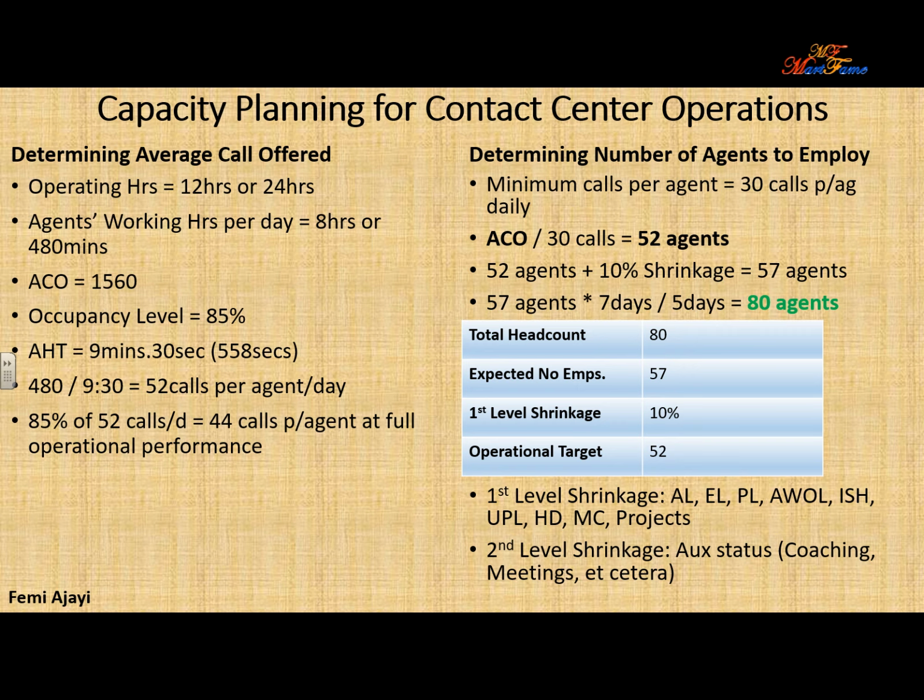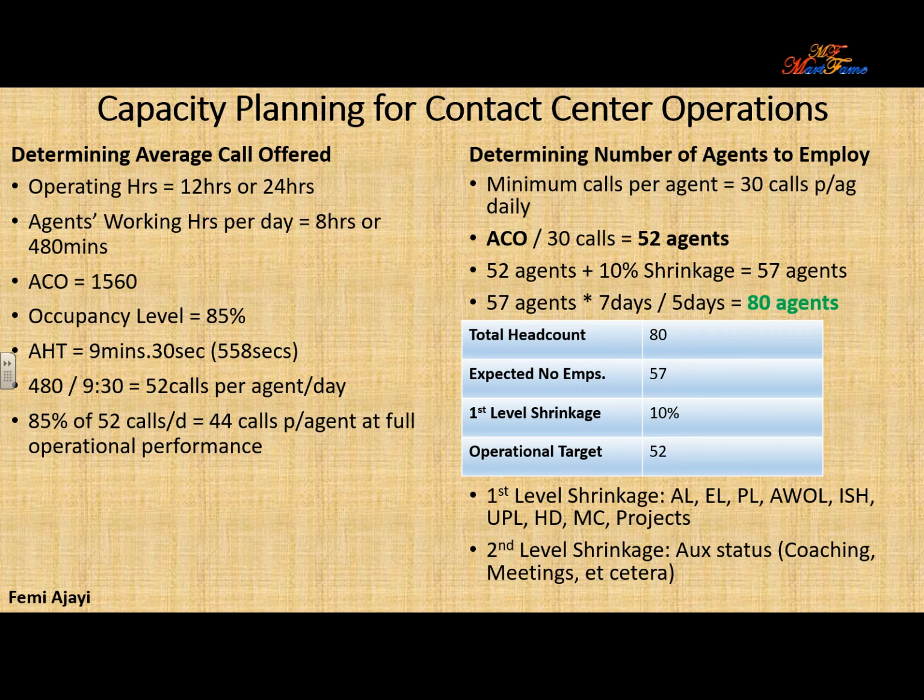Some operations will put it as 15, some will put it 25, some will put it 30, but as sample data we put it as 10. So 10% shrinkage of 52, that will give you 5.2. So add that to 52, that gives you 57 agents to be scheduled on a daily basis.